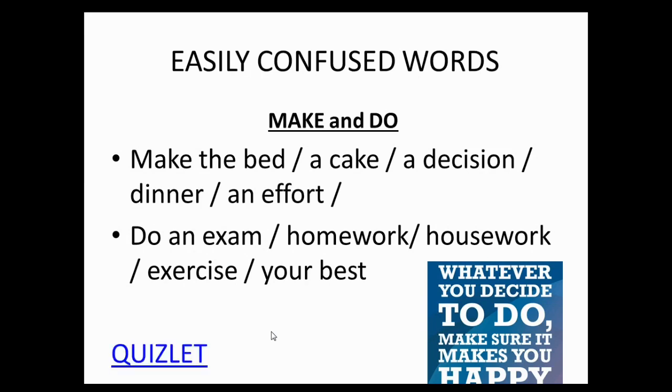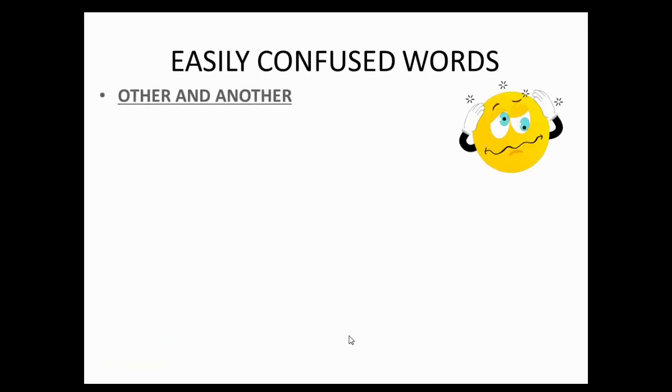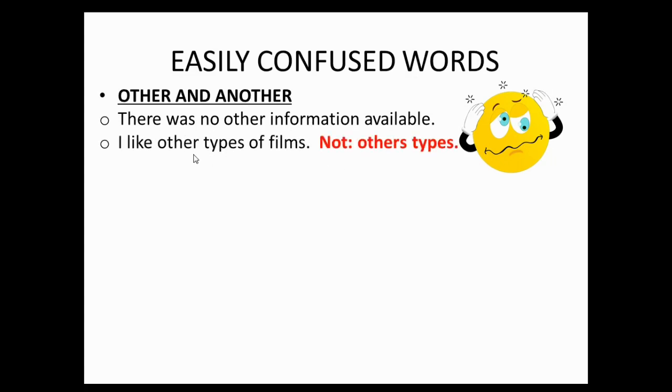If you want to practice some more, here you have a Quizlet in order to learn and play. Other and another. This is another common mistake. We use other with uncountable nouns in singular or in plural, but be careful. Spanish adjectives can have plural, but in English that's impossible. We don't say others types, we say other types. And when we use another, we need to use the singular. I would like another cup of tea. Uno más, please.